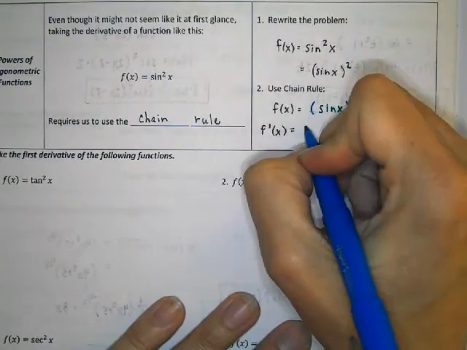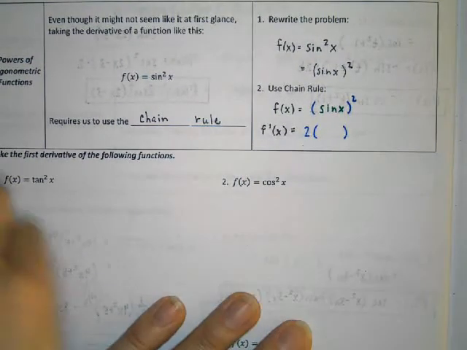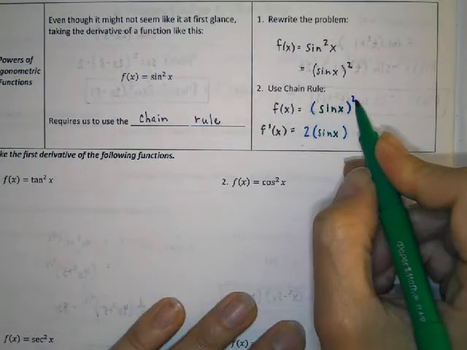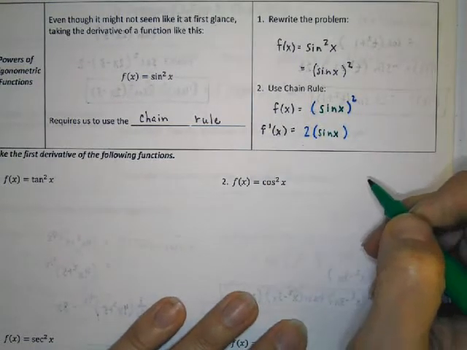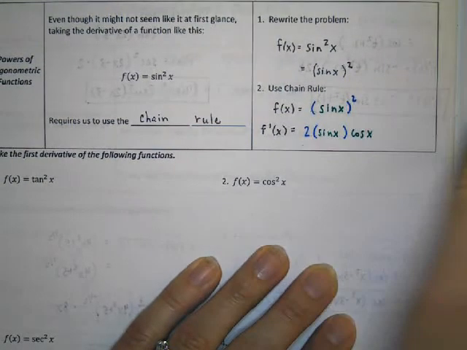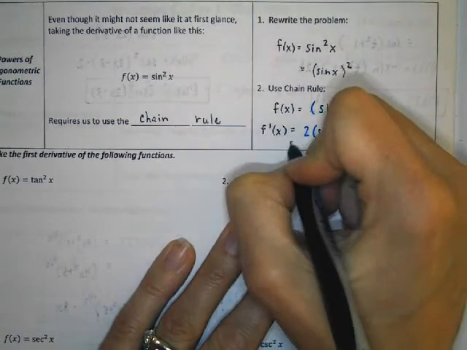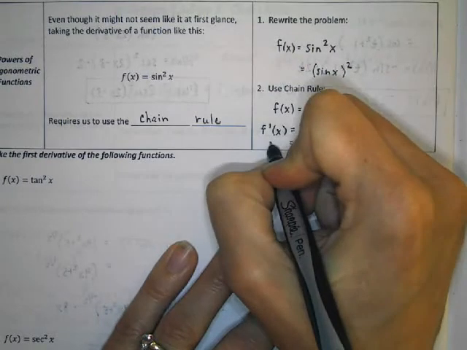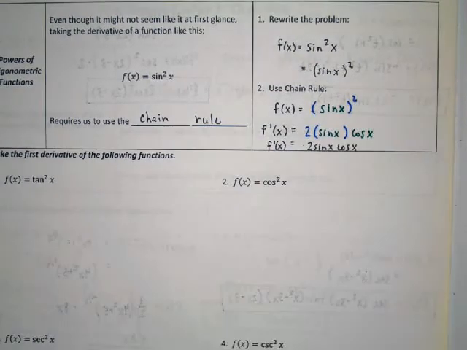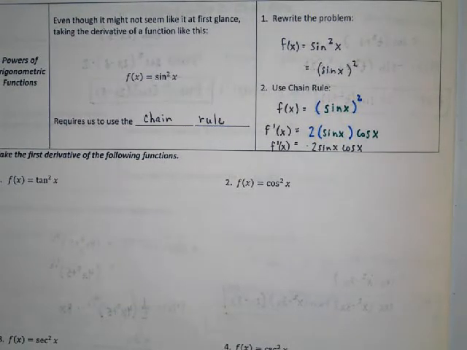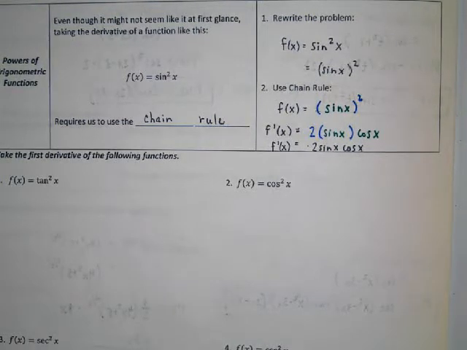outside is our power rule. So we have 2 times the sine of x. And when I reduce my power by 1, I just have to the first power. And then I'm going to multiply by the derivative of my inside, which is going to be cosine of x. So our derivative just becomes 2 sine of x cosine of x. So we just need to be careful when we have any powers of these trig functions to make sure we're handling them using the chain rule.